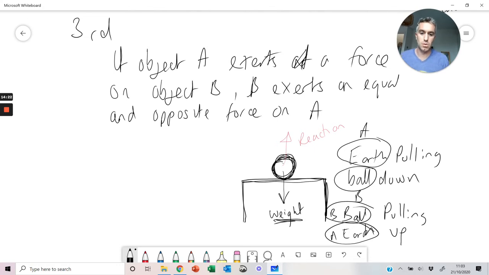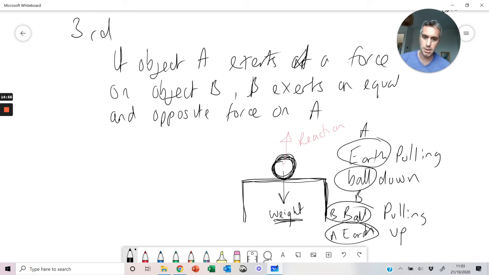That's Newton's third law. Object A exerts a force on object B. A pulls B down. The opposite must be B, ball, pulls, same force, earth, up, opposite direction. That's what Newton's third law is. So there is a gravitational attraction between the ball and the earth. The ball is pulled towards the earth due to the effect of gravity. The earth is actually pulled up towards the ball.